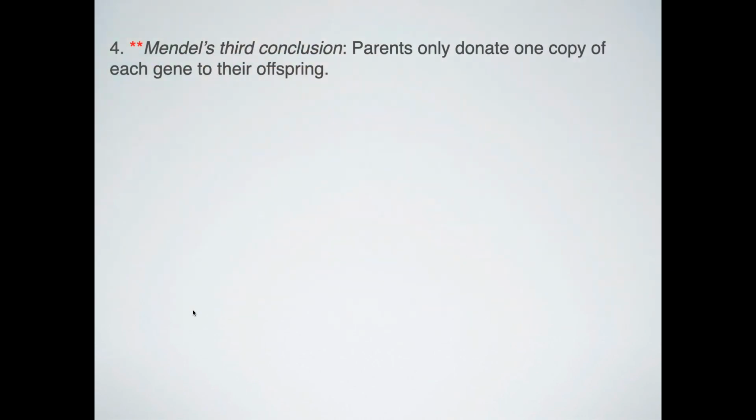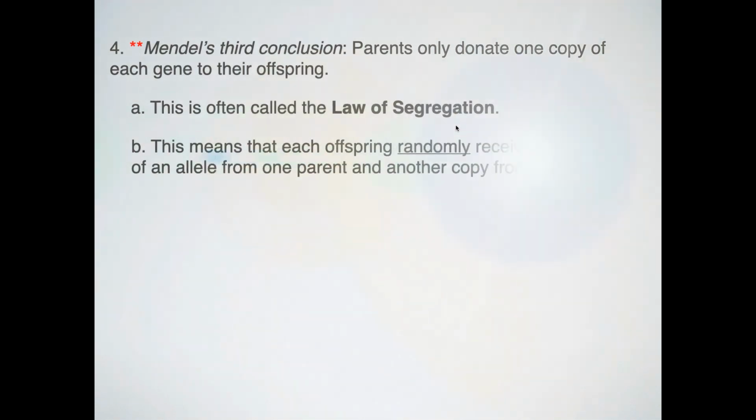So his third conclusion is that parents only donate one copy of a gene. So remember, we have pairs of chromosomes. So that means that we have two chromosome 1s, we have two chromosome 2s, we have two chromosome 3s. And so it's possible that our chromosomes, because they're paired, have different alleles on each of them. And parents only donate one copy to their offspring. So this is called the law of segregation. And that means that offspring will randomly receive one copy of the allele. It's like a coin flip.